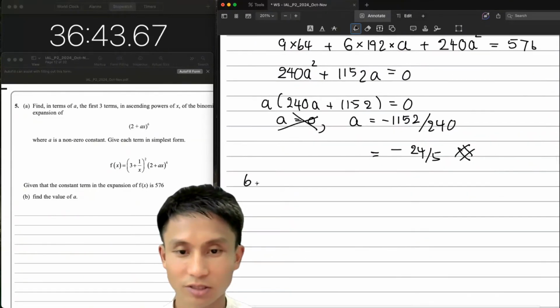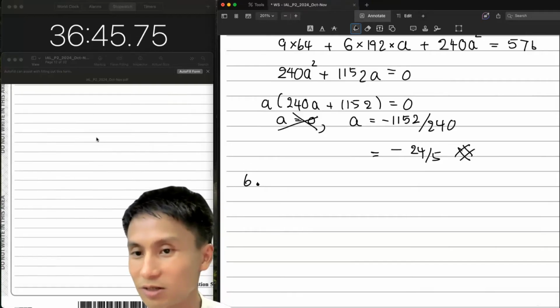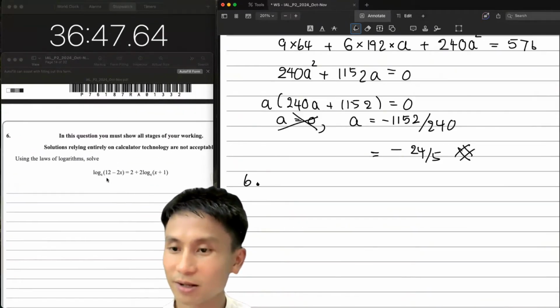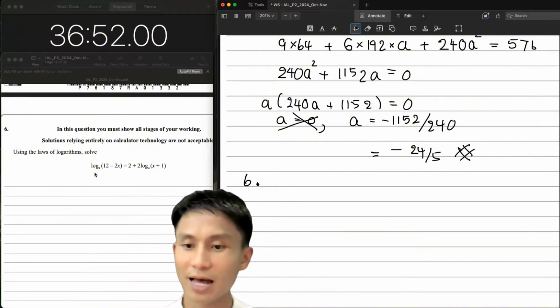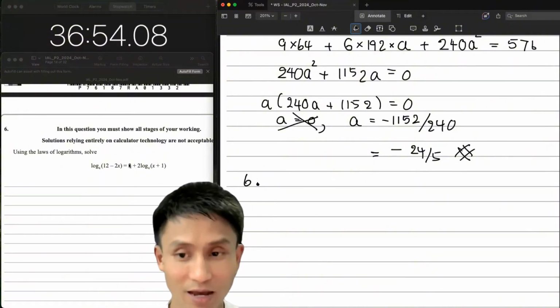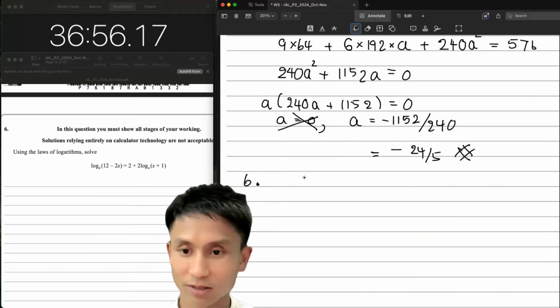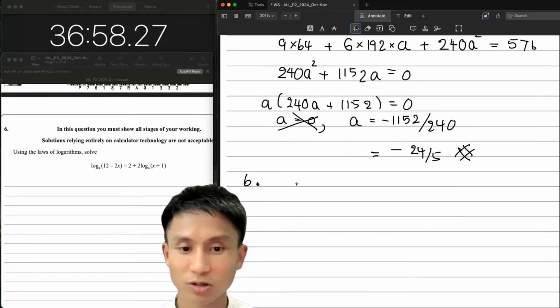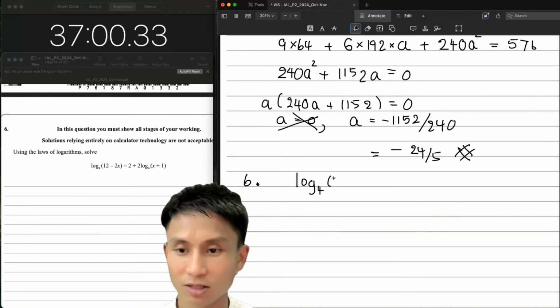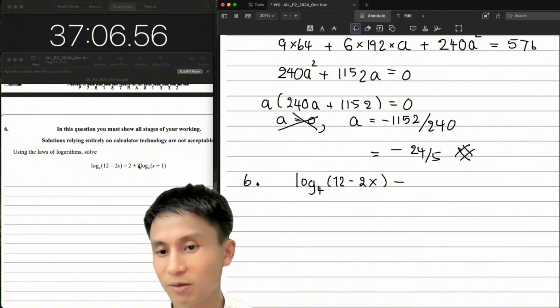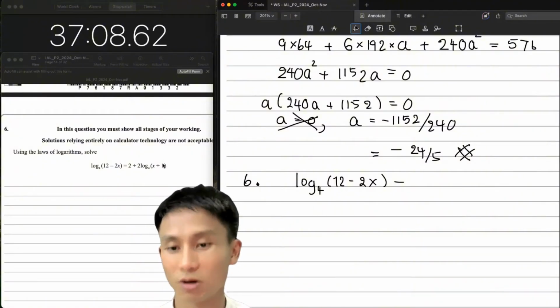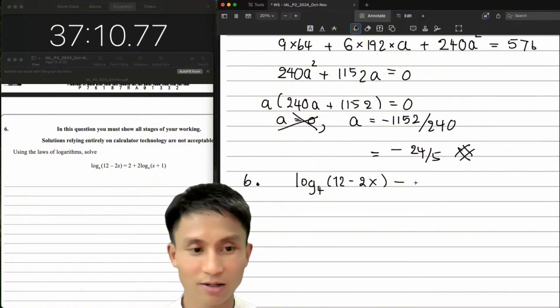Next one, question 6. We are at quite a good pace here. Using the laws of logarithms, solve that. We gotta be careful with logs, all right? But we gotta solve that first. All right. So I'm just gonna bring the other log term on the right side to the left side. So I get that. Now, the 2 here can be pulled to be the power of that argument, right?